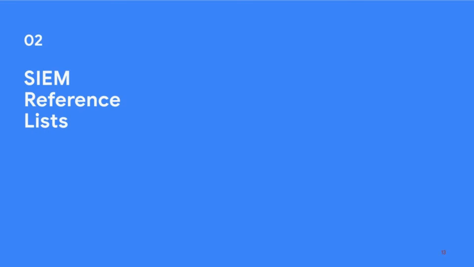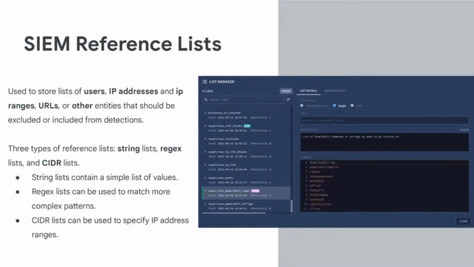Okay, so let's talk SIEM reference lists. Time to introduce a lifesaver, reference lists. They let you store things like approved traveler lists, known IP addresses, benign URLs, anything you really want to trigger an alert on, or possibly things you don't want to trigger an alert on. Reference lists come in 3 flavors.